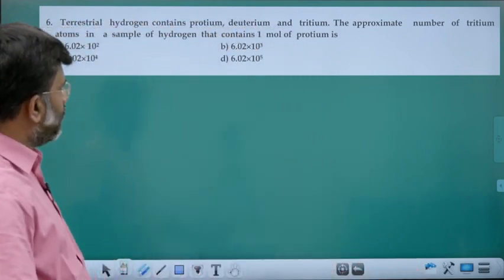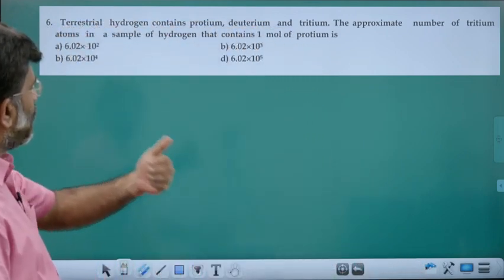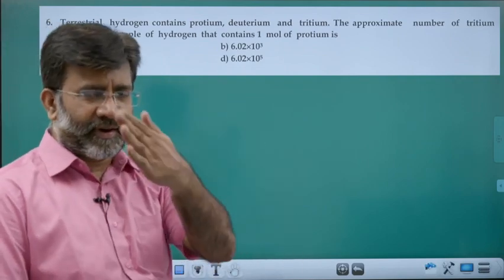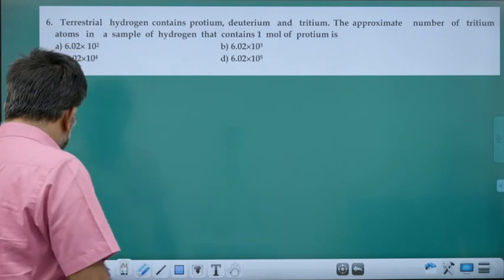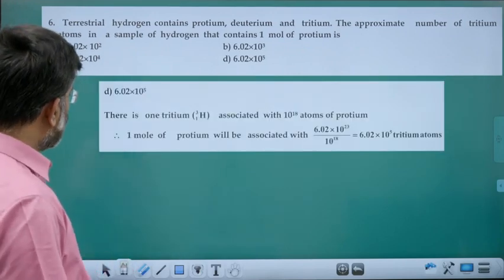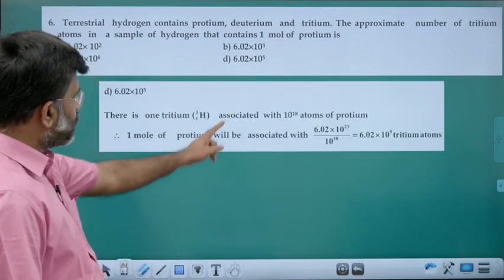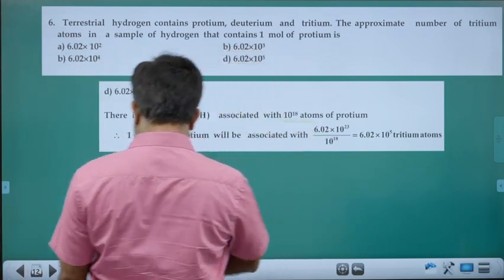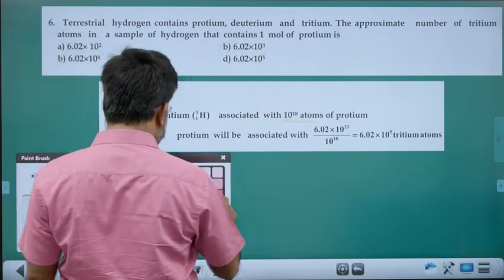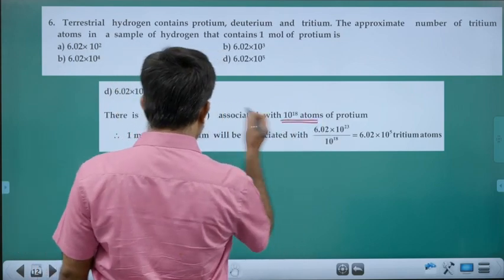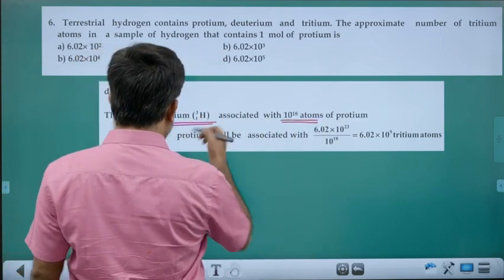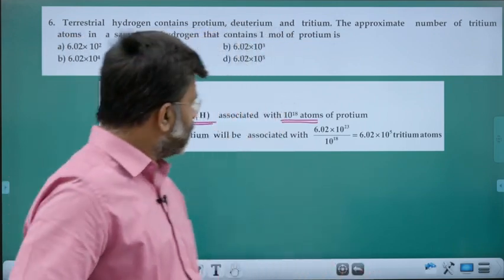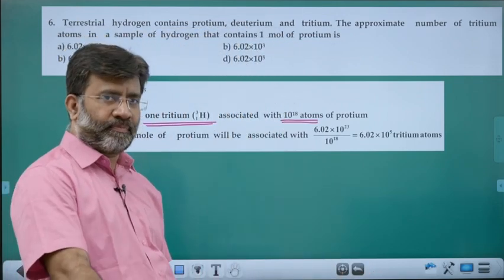For protium versus tritium, how much is the relative quantity? It is referred to in the textbook, I'm sure you might have read about it. There is 1 tritium associated with 10 power 18 atoms of protium. It is commented in the textbook.